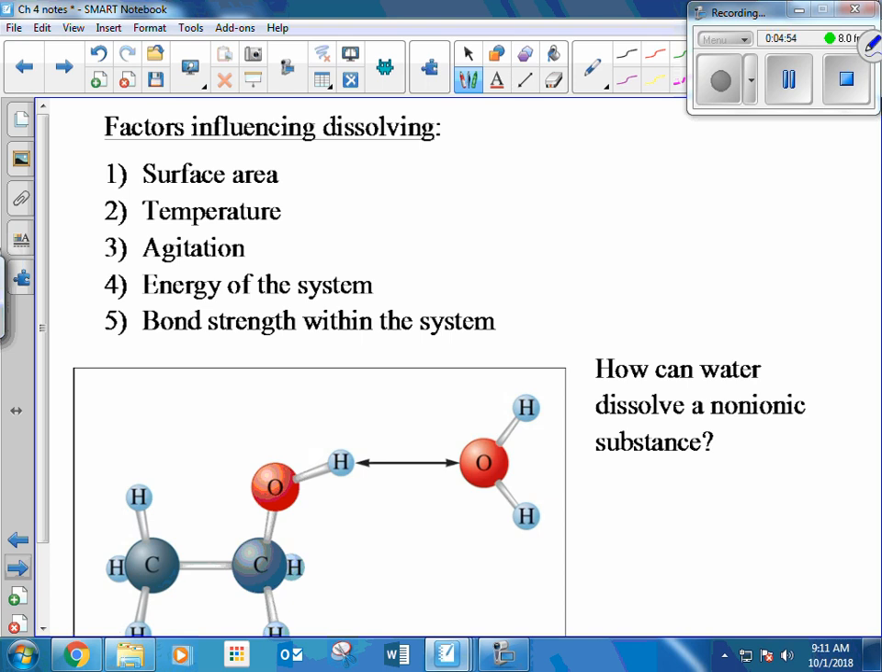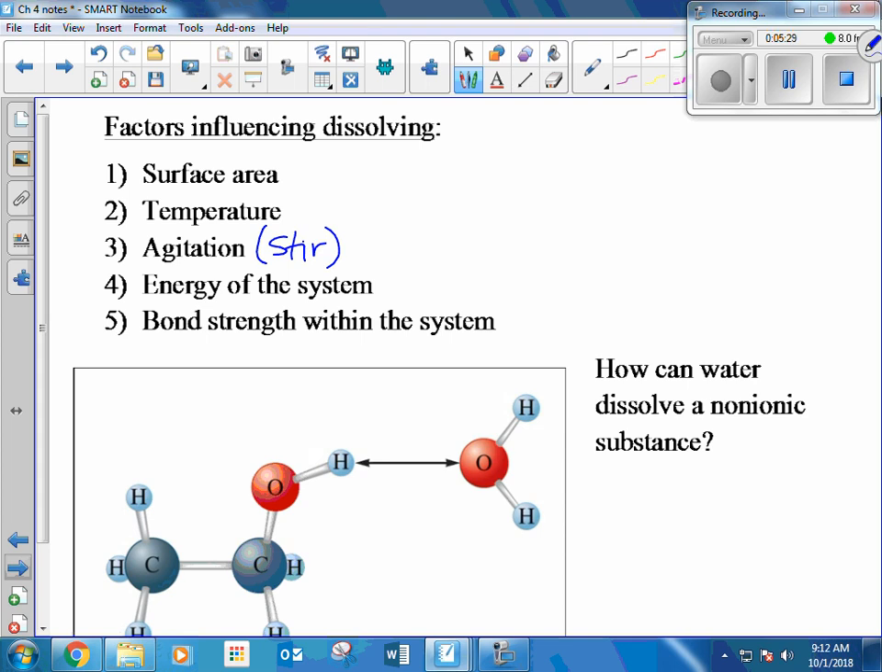Okay, then factors that influence dissolving. Surface area. You can understand surface area if you think about a sugar cube versus granular sugar. There's definitely going to be a difference in the rate of dissolving there. The temperature. If we raise the temperature of that sugar solution, we're going to be able to dissolve some more sugar into it. Agitation means we are stirring our solution. We are going to be stirring our solution and causing that agitation, so more of the salt crystal, or whatever crystals you're trying to dissolve, can get into that system.